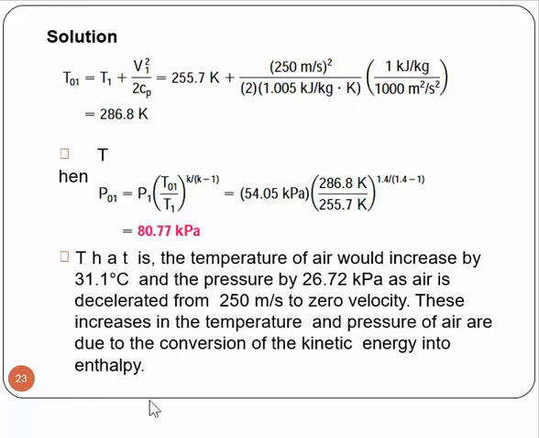Then the pressure at point 1 is equal to P1 into T01 by T1 raised to the power K by K minus 1. By putting all these values, we will get 80.77 kilopascal. That is, the temperature of air would increase by 31.1 degree Celsius and the pressure by 26.72 kilopascal. As air is decelerating from 250 meter per second to zero velocity, these increases in the temperature and the pressure of air are due to conversion of the kinetic energy into enthalpy.